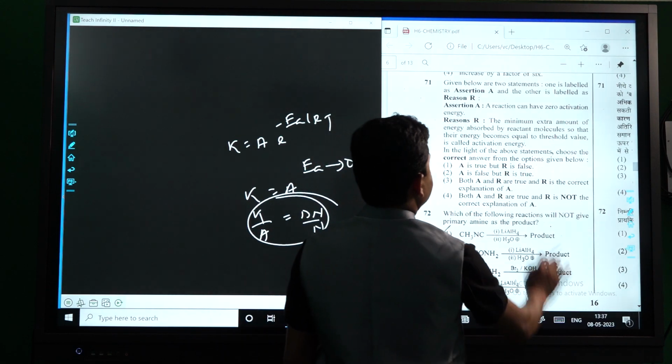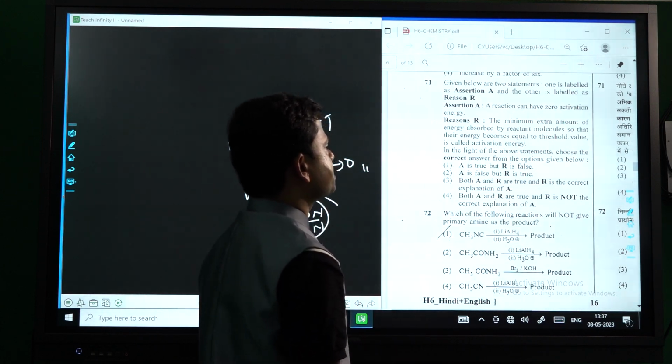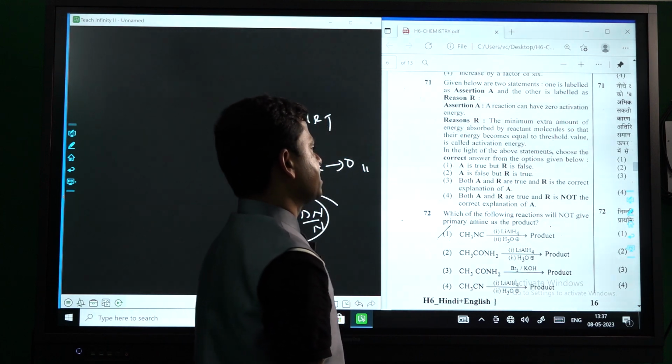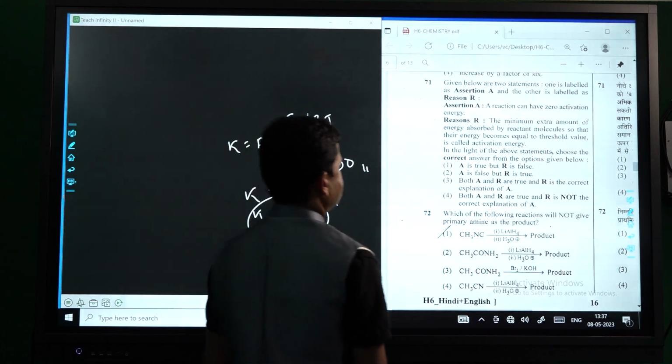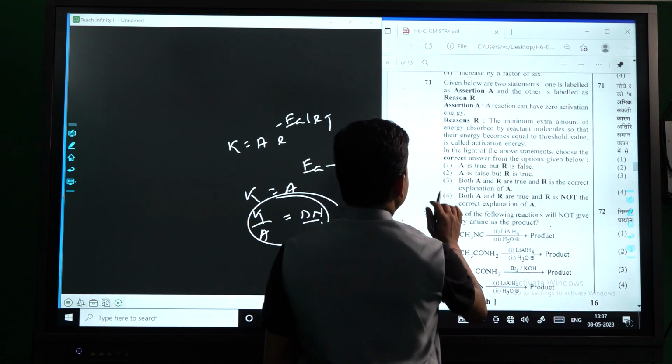The minimum extra amount of energy absorbed by reactant molecules, so that their energy becomes equal to the threshold value, is called activation energy. That statement is correct. That defines the definition of activation energy. So in my point of view, A is false but R is true. So option 2 is correct.